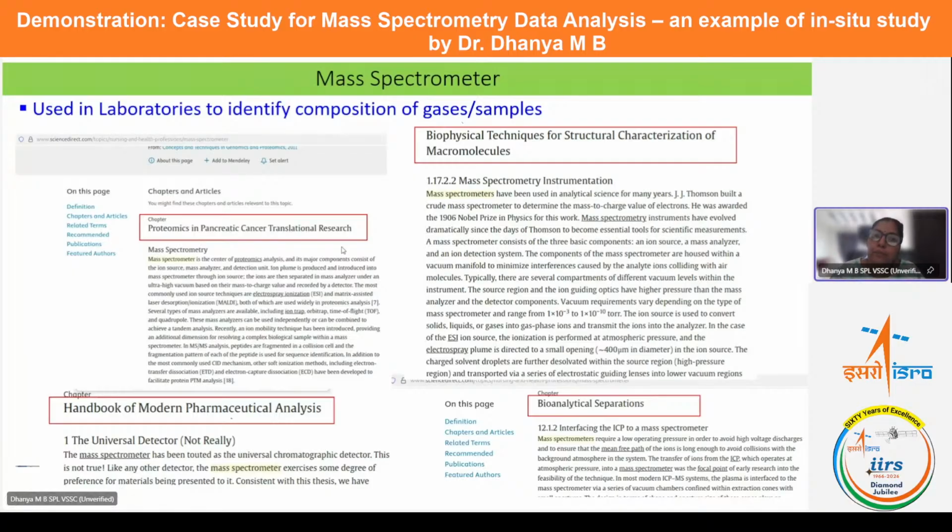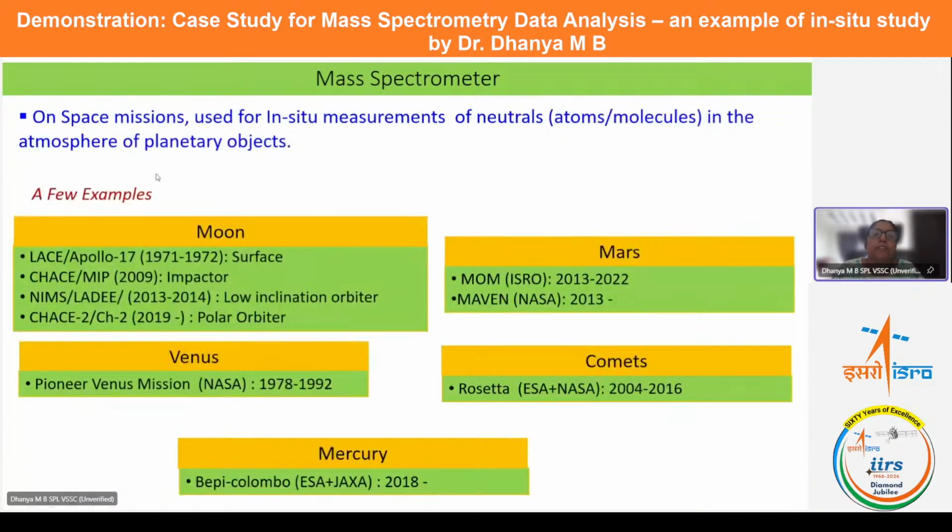We also use them for another purpose, where we want to measure the neutral atoms or molecules in the atmosphere of a planetary object. In order to measure the atmosphere of a planetary object, we have to go there, because the mass spectrometer takes the gas inside and then detects its composition. Such measurements are called in situ. You would have already had some lectures on in situ. In situ refers to being in the medium, so they measure the medium where they are situated.